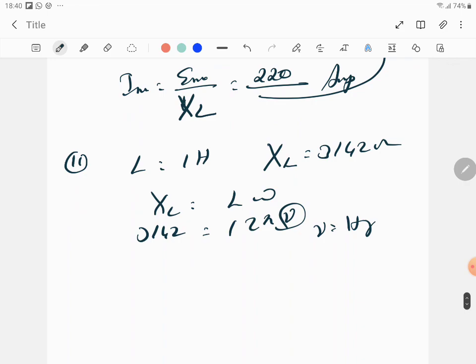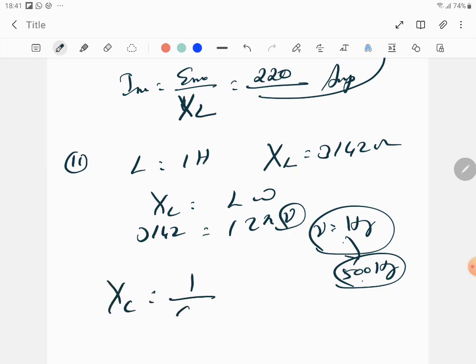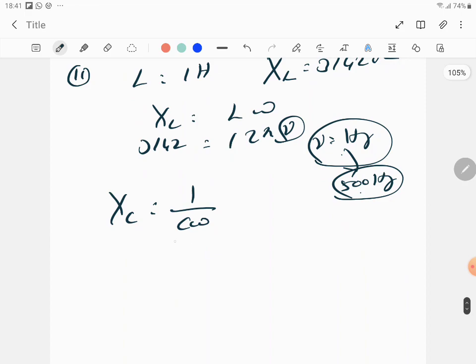Okay, next, what are they asking? What should be the capacity of the capacitor which has the same capacitive reactance? Same reactance means capacitive reactance at that frequency, so the same frequency is valid. You got a frequency here, right? The value of frequency is 500 hertz. When they calculate, you get 500 hertz. Take that frequency, it should be the same frequency in XC. XC is 1 by C omega, and they're asking what the capacitance should be. So XC and XL should be the same, which can be taken as the same 3142.